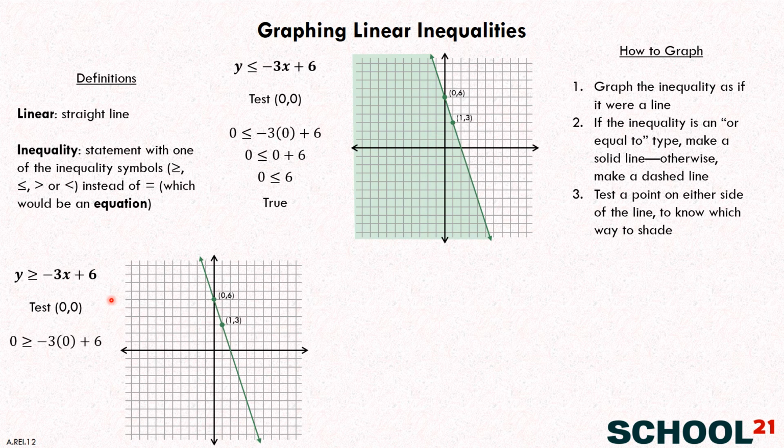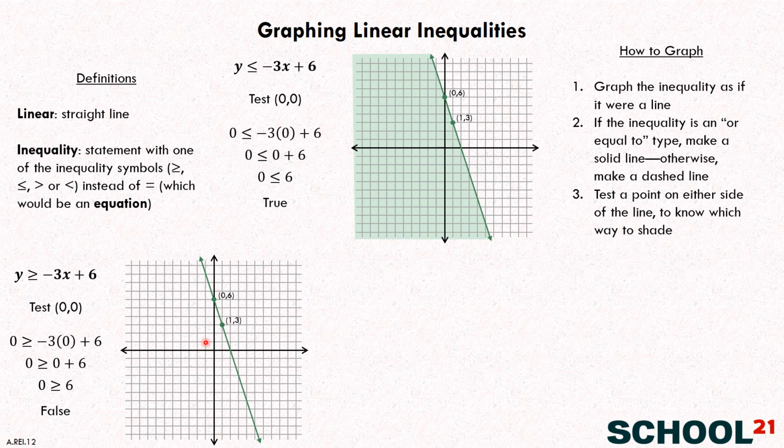So when we test (0, 0), we put it in there. We know that negative 3 times 0 is still 0, so we have 0 plus 6. And now we get down to 0 is greater than or equal to 6. Is that true? No. So we write false here, and you shouldn't get tripped up and say, wait a second, did I make a mistake? No, we're just testing this point. And we know that that point is not going to be part of the shaded area.